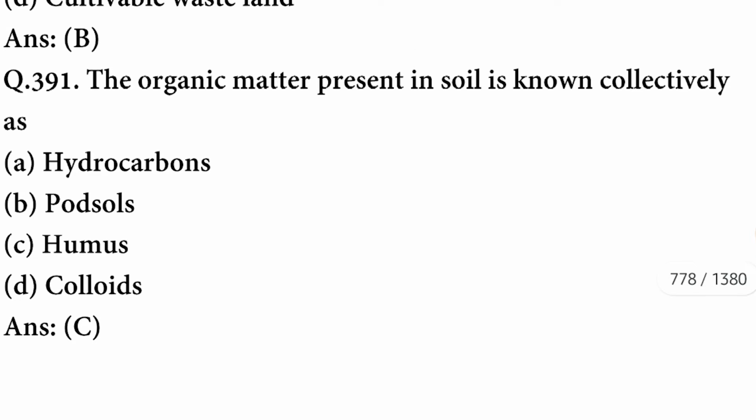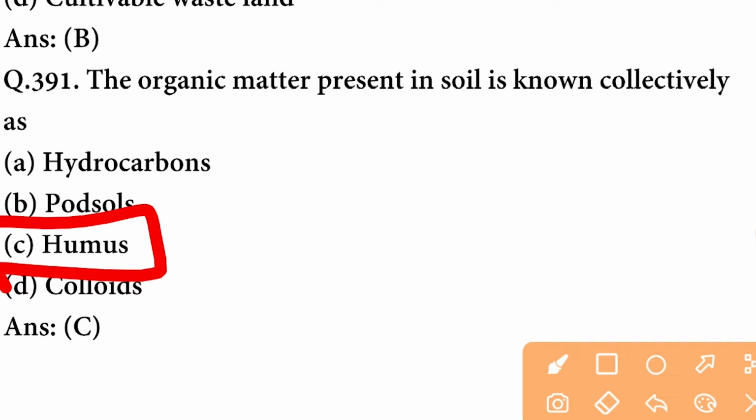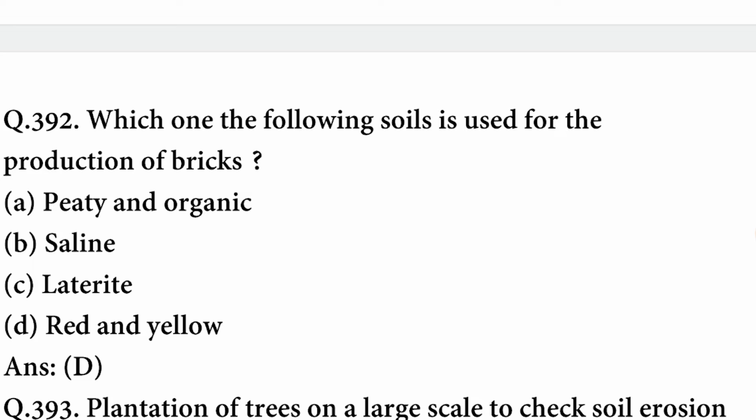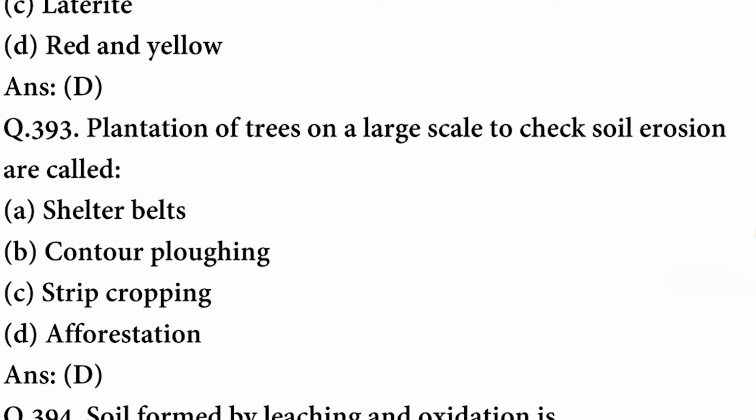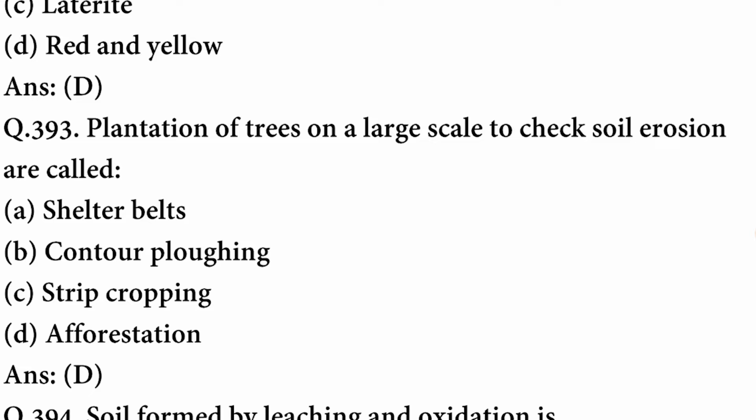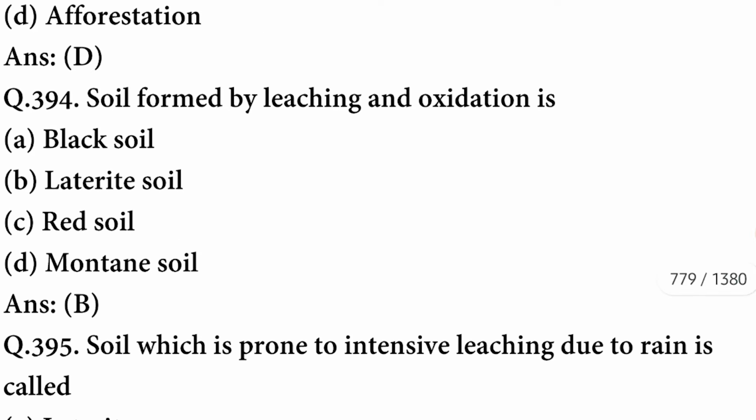The organic matter present in soil is known collectively as humus. C option is correct. Which of the following soils is used for production of bricks? The soil is red and yellow. Plantation of trees on a large scale to check soil erosion is called afforestation. D option is correct here. Here comes our next question.